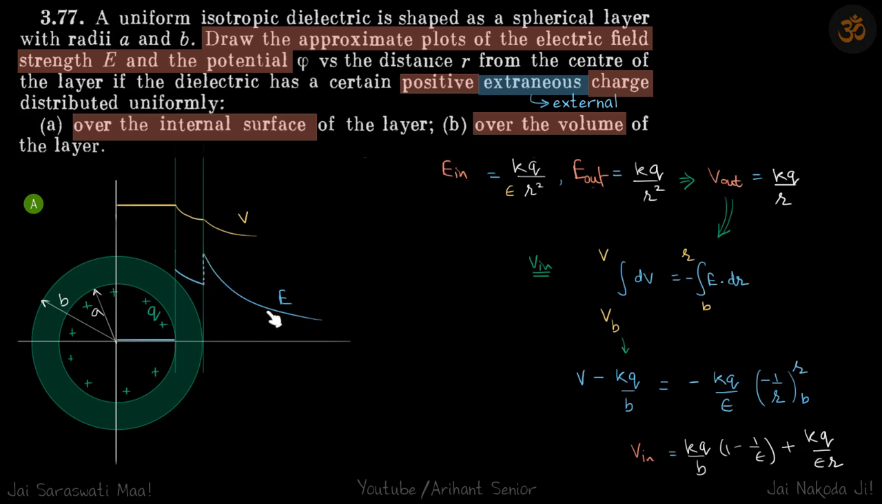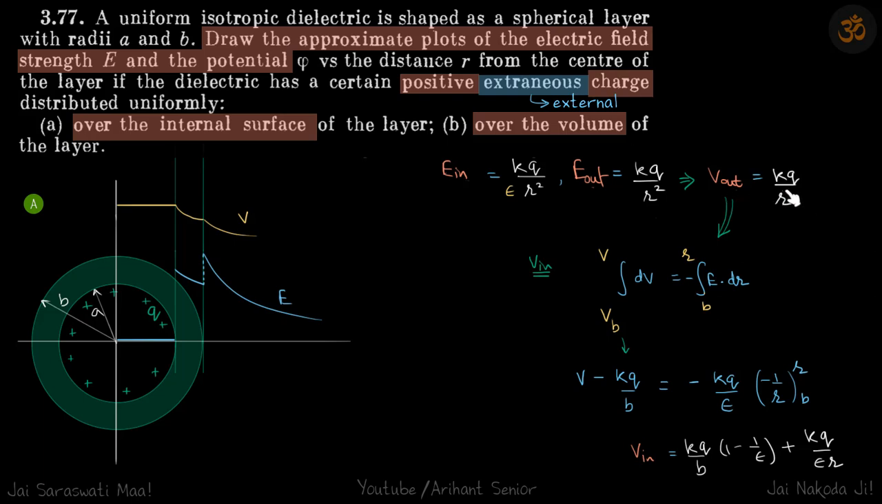Just inside the surface, it is kq by epsilon b square. And just outside the surface, it is kq by b square. So there is a difference, a change by a factor of epsilon. And epsilon is greater than 1. So E in is less and E out is more. So there is a jump. Then again it's inversely proportional to r square, so it will decrease and become 0.